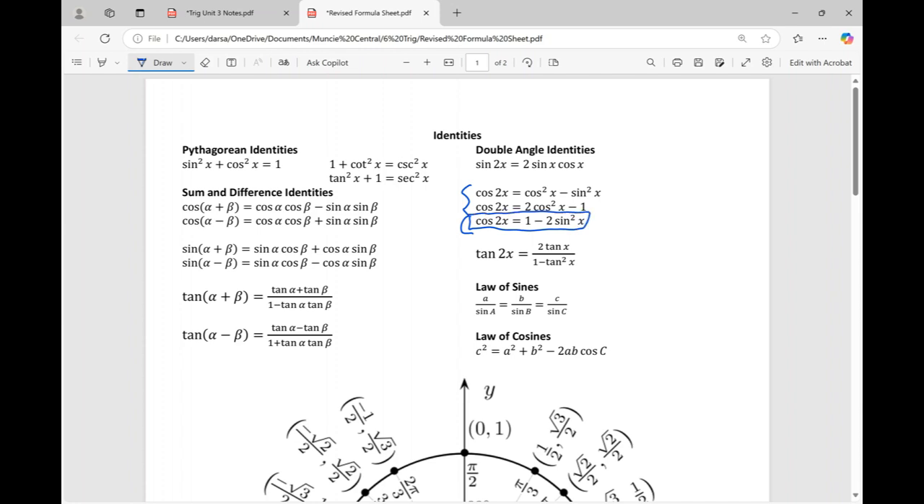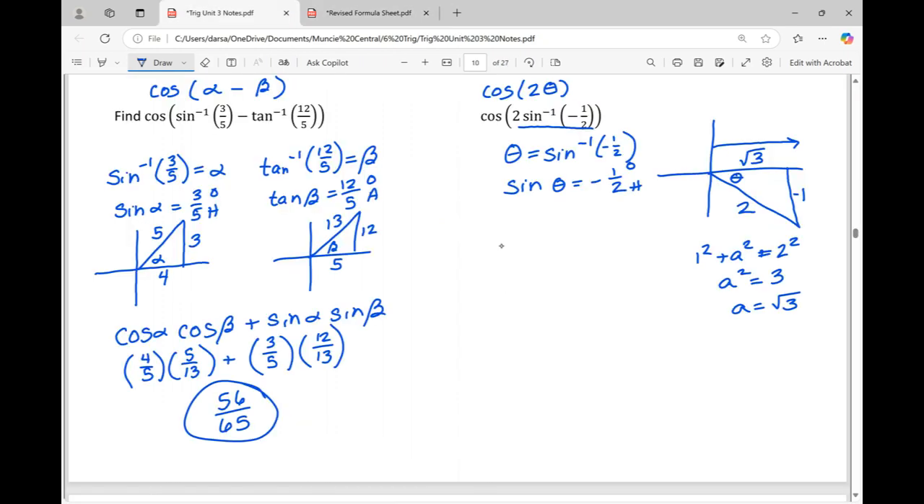So cosine of 2 theta or cosine of 2x is 1 minus 2 sine squared of x. So I'm going to write that formula down. 1 minus 2 sine squared of x. Well, what is the sine of our theta? So opposite over hypotenuse. That's negative 1/2, but it's sine squared, so I need to square it. So this will give me 1 minus 2 times 1/4, or we're going to end up with a final answer of 1/2.